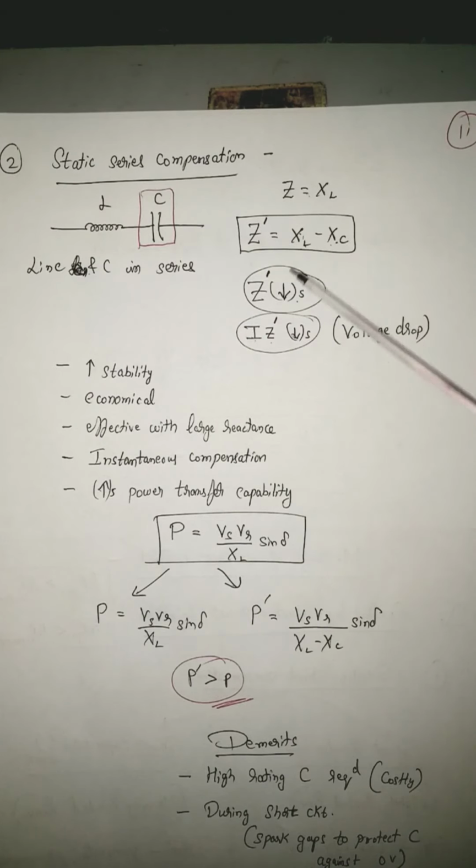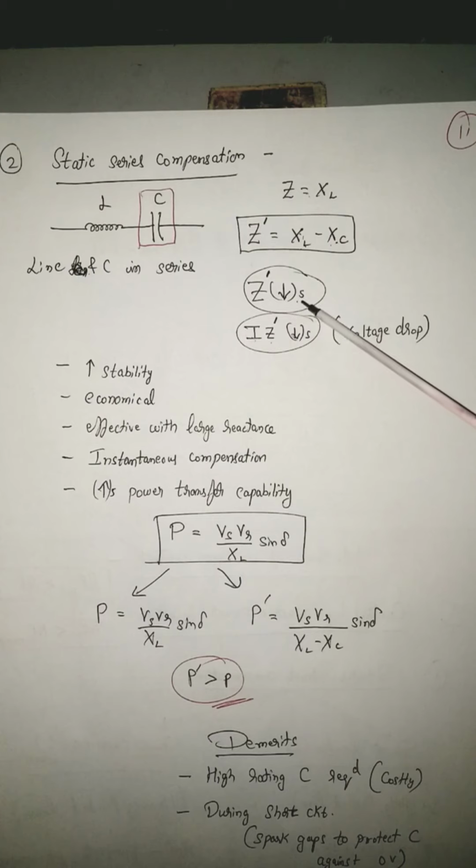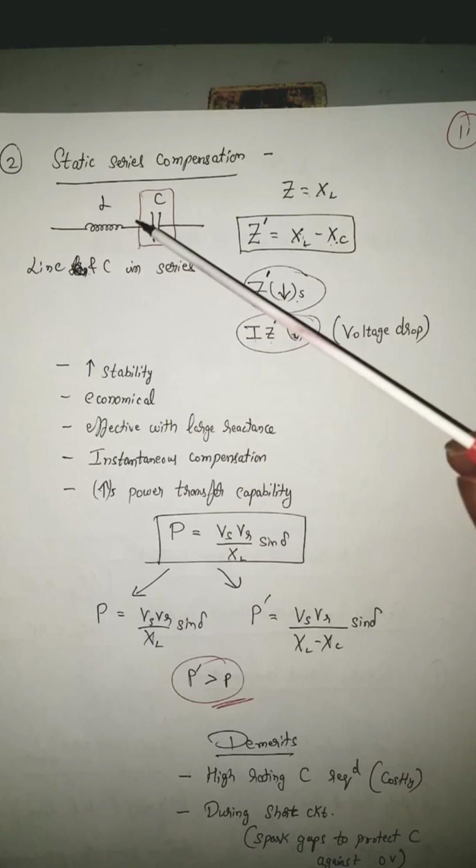So there is a drop in impedance. By including a capacitor in series with the line, there is a drop in impedance. Whenever there is a drop in impedance, there is a drop in product of current and impedance. Let us assume the current is constant. So if the impedance reduces, IZ also is going to reduce. IZ is nothing but voltage drop. So the voltage drop is going to reduce. So you have effectively reduced the voltage drop just by connecting a capacitor in series with the transmission line.